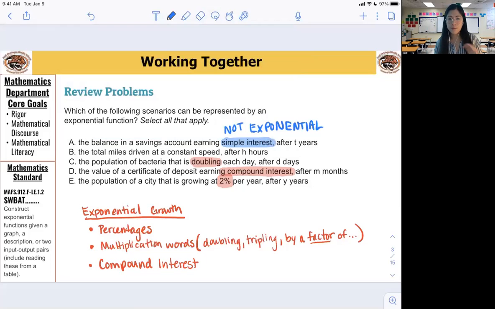So if you see a similar question on the test and they try to trip you up with it, just make sure you write it down in your notebook, have it down right now, so you remember, compound interest is exponential, but not simple interest.